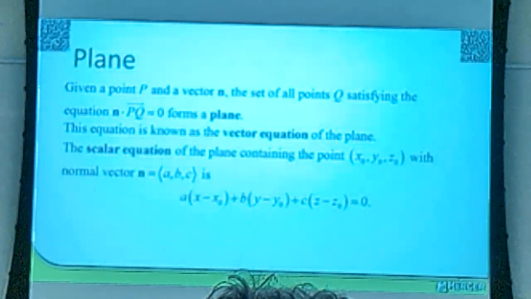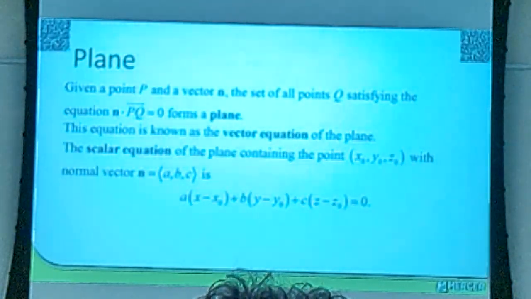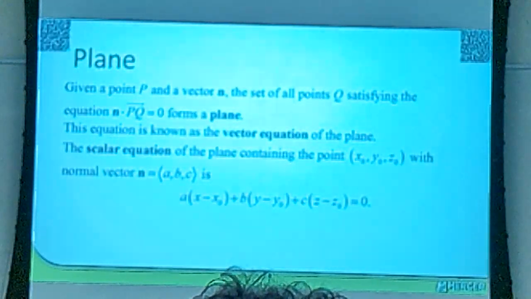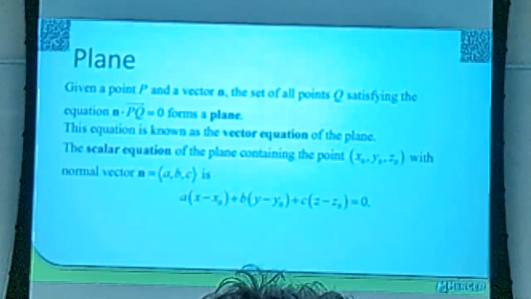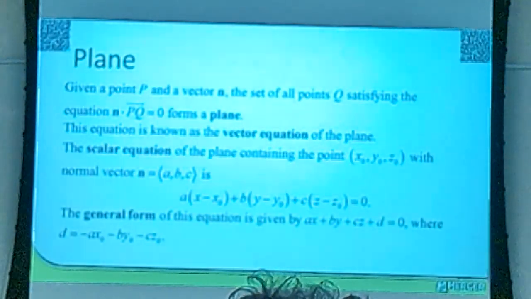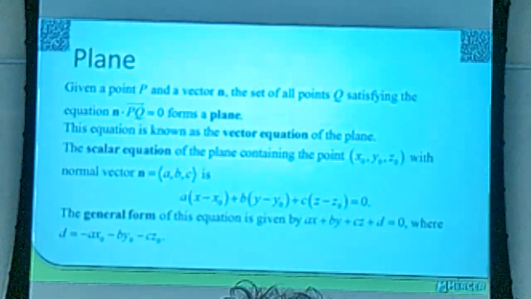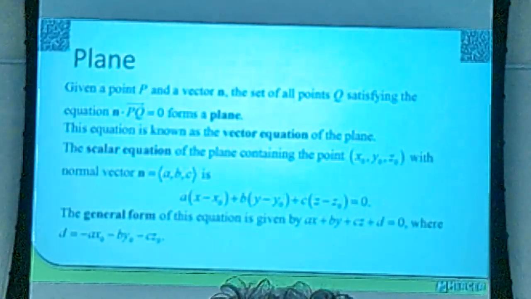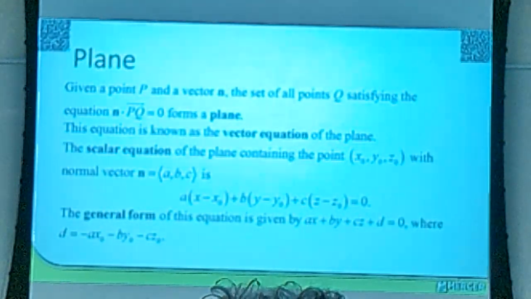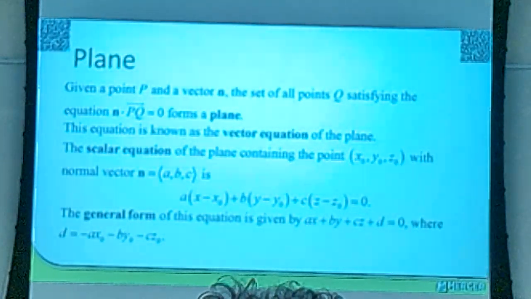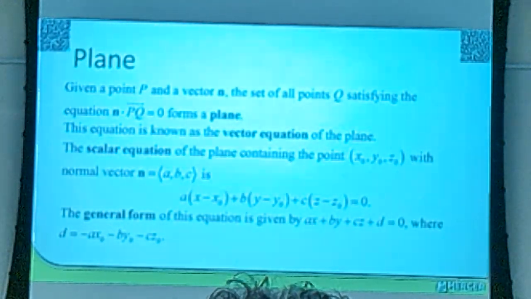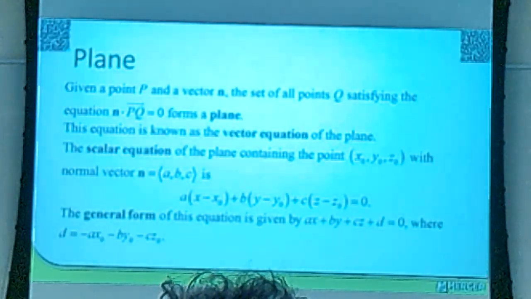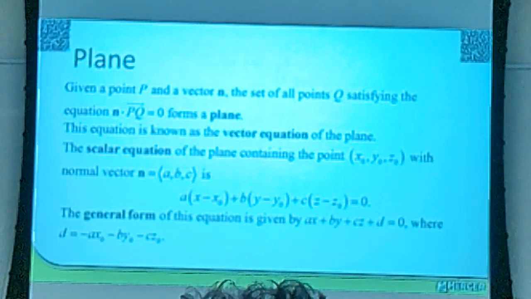Standard equation, or scalar equation. We need the point in the plane and a normal vector to the plane. And that's your equation. That's called the scalar equation. We will generally just use the general equation. Ax plus by plus cz plus some constant d is equal to 0. And that constant is found as negative a times x naught minus b times y naught minus c times z naught.